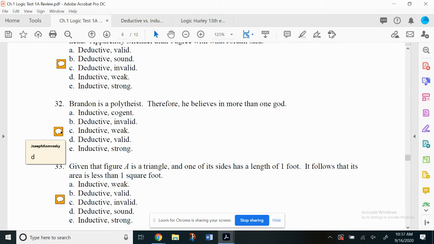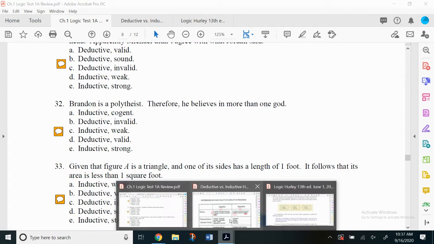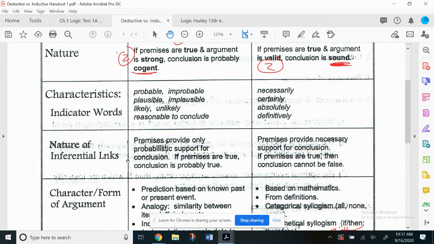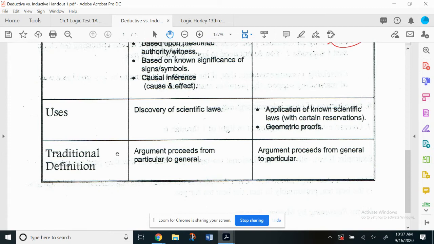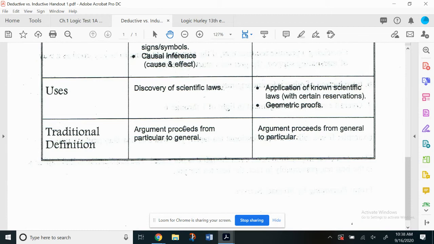Not all the answers from your test might be on that cheat sheet, but a lot of them are. That cheat sheet's really helpful because it goes over many different things, indicating trigger words, the nature of the links, whether it's going to be probable, plausible, certainly necessary, the different kinds of forms that you might see the arguments in, how you might use them. I wouldn't really worry about the particular to the general because Hurley's going to give you examples where, even though inductive arguments usually go from a very particular instance of evidence and make a claim about a general thing about reality, he also gives you an example of where the opposite could happen.